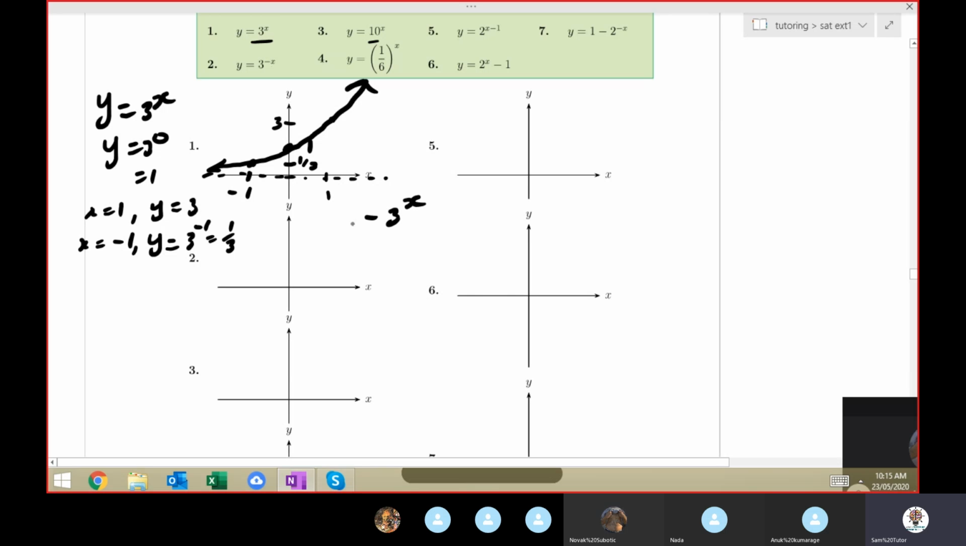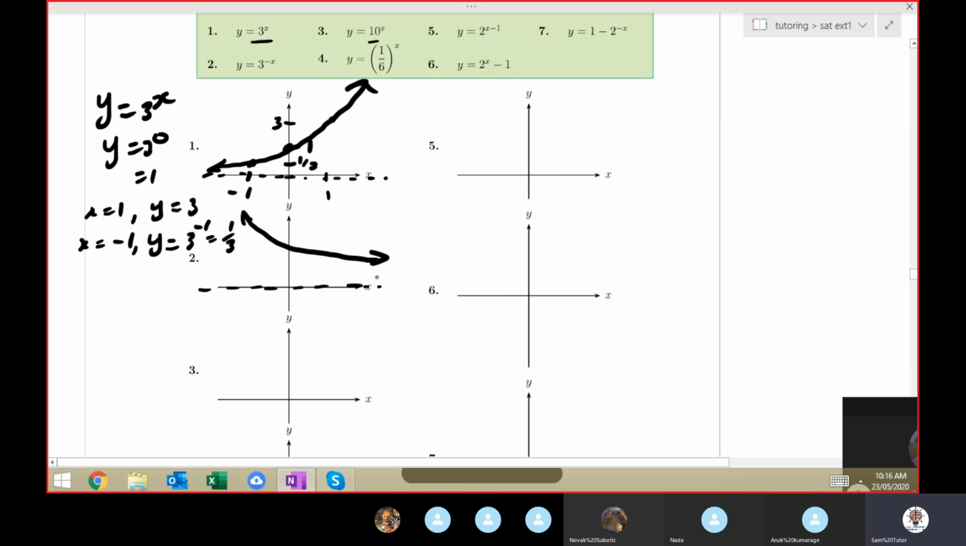Down would be this one, negative 3 to the x. That means the whole thing's subtracted and it's going to come down. This negative x means all the positive x values become negative, and all your negative x values would become positive because it's a negative x. So a negative x is a flip about the y-axis. So it'll look like this.